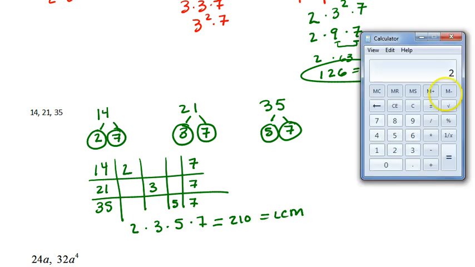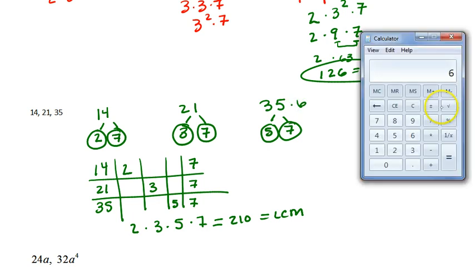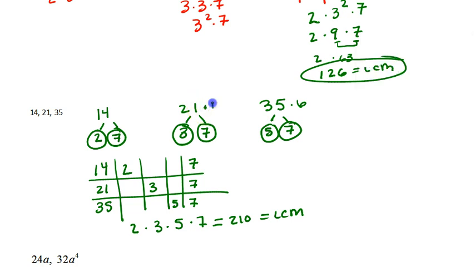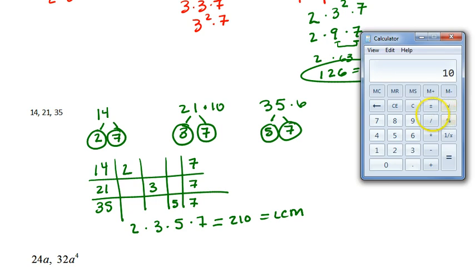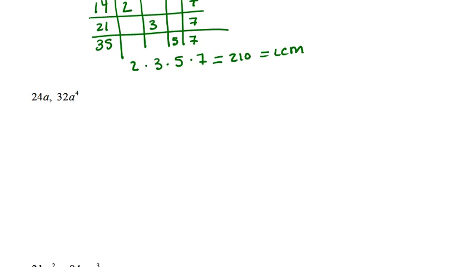All right, let's test it. 210 divided by 35 equals, well, that's times 6. 210 divided by 21, this one should be easy, times 10. And 210 divided by 14 equals 15. So that I know that each of these goes evenly into 210, and I've tested that. Now let's apply another idea.